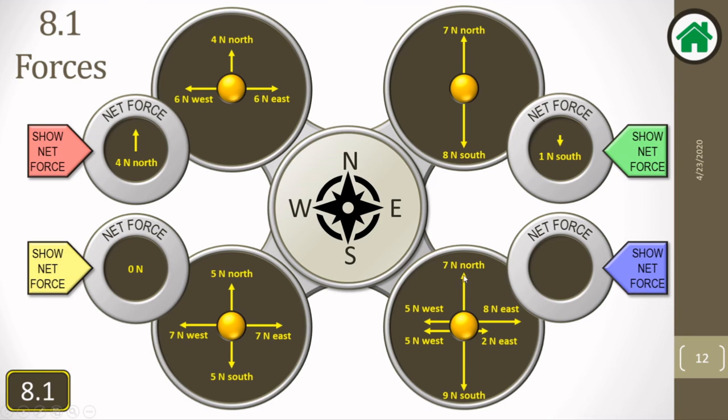We have 7 newtons to the north and 9 newtons to the south. So when you combine those, that's 2 newtons to the south. And then to the east and west, we have 5 newtons and 5 newtons to the west. That's a total of 10 newtons to the west, and 8 newtons and 2 newtons to the east, which is a total of 10 newtons to the east. So the west and the east forces are going to cancel each other out. The forces to the east and west are balanced, but the forces to the north and south are not balanced. So we wind up with a net force of 2 newtons to the south.